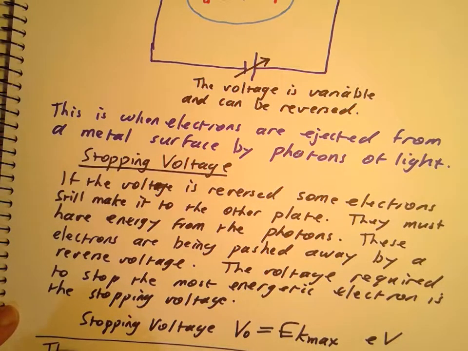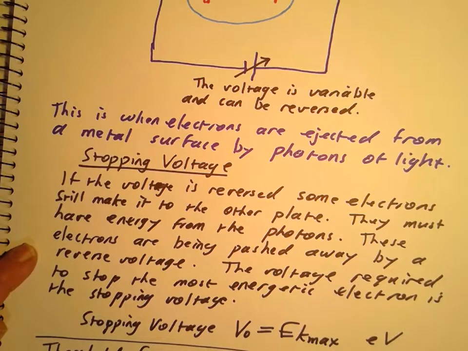Now, threshold frequencies. We know from what we did in the first video that the energy of a photon depends on the frequency. So for each metal, there is a minimum frequency, which is therefore a minimum energy, for any electrons to be ejected.